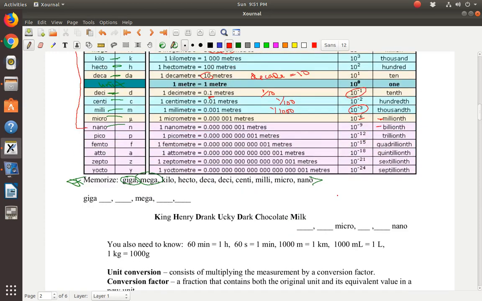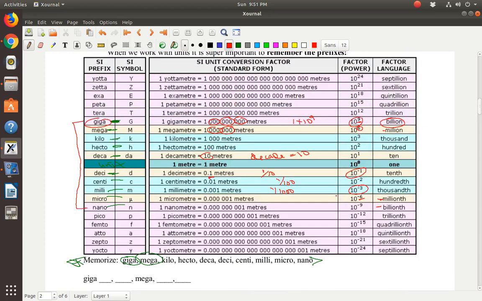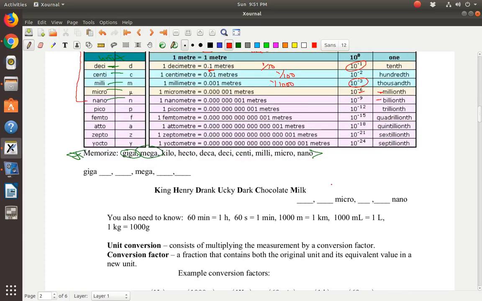Okay, now make sure you have all that covered. Make sure you've made these notations in your notes about all these units and everything you need to know about them to memorize them. You have to memorize the prefixes. And I have this little mnemonic device, and we say it to a rhythm just like we do lots of things. It goes: giga, space, space, mega, space, space, King Henry drank Ucky dark chocolate milk, space, space, micro, space, space, nano.